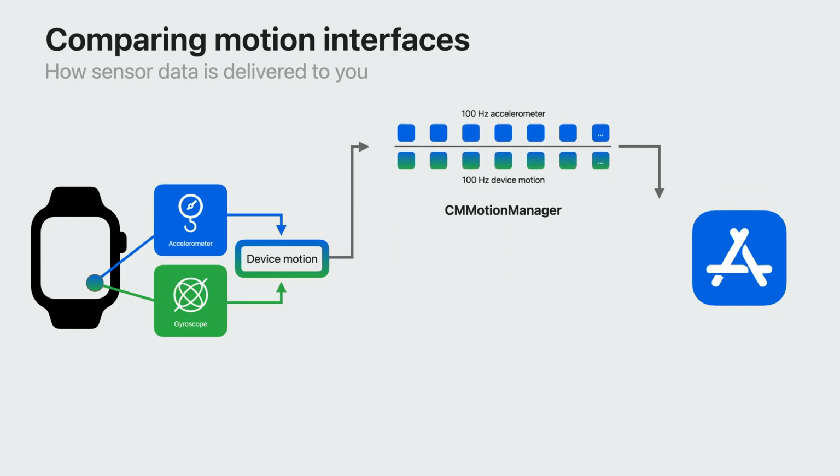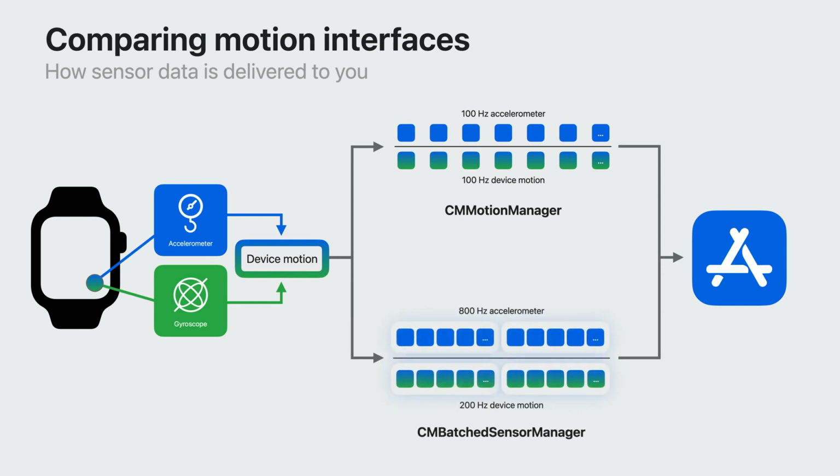Now, how does this compare with the way we deliver high-rate data using this new CM Batch Sensor Manager? CM Batch Sensor Manager provides batches of sensor data on a fixed schedule, delivering a batch of data per second. This means we're able to deliver higher rate data at a lower overhead to your app. That's 800 Hz accelerometer and 200 Hz device motion, compared to 100 Hz with the existing CM Motion Manager. Now, you can access some of the same data streams that power the features that keep us safe, like fall and crash detection.